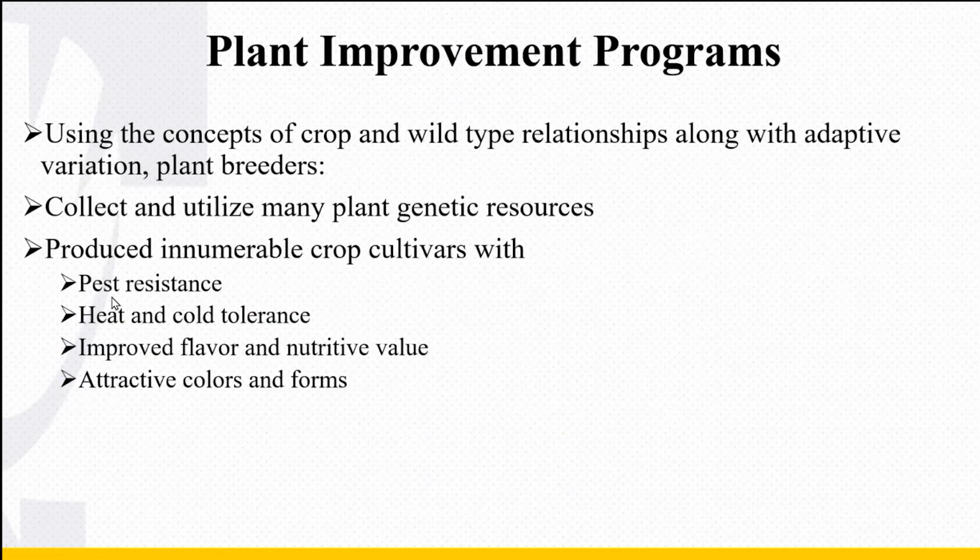So we have these wild type relationships with these adaptive variations, and plant breeders will want to try and get as many of those plant genetic resources as they can. Plant genetic resources are really just having a multitude of different crops or plant species that have very different characteristics that we can try and paint from.